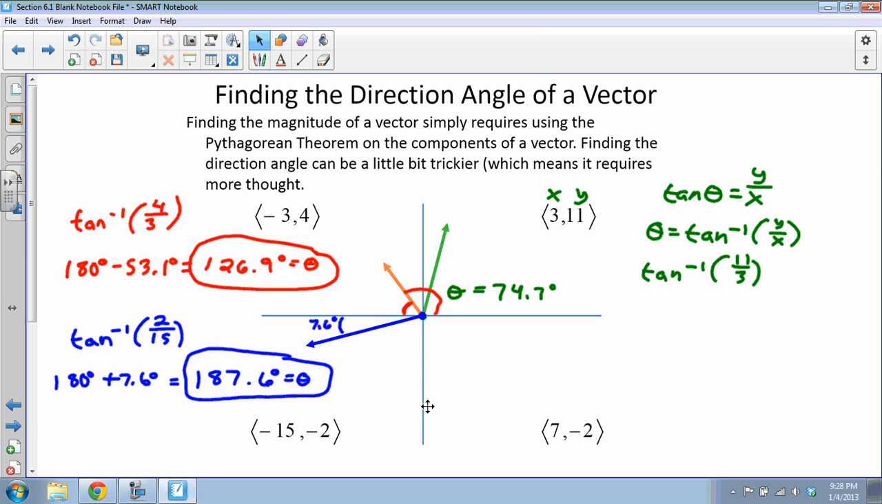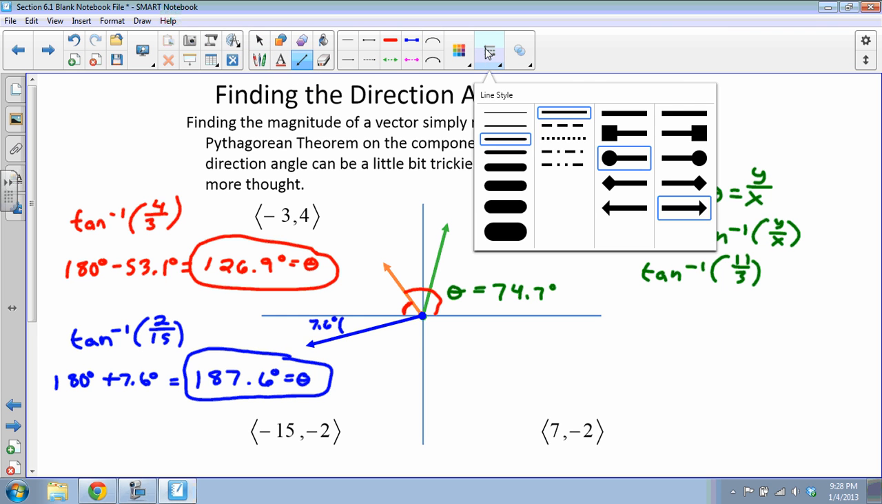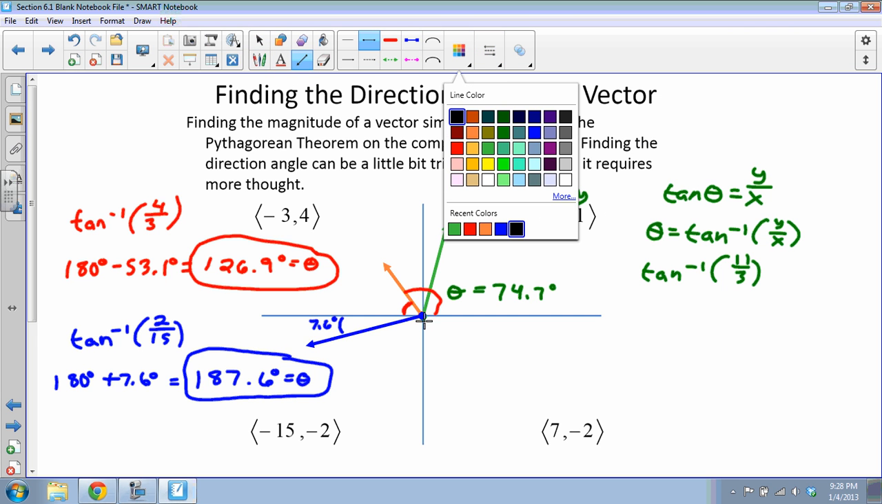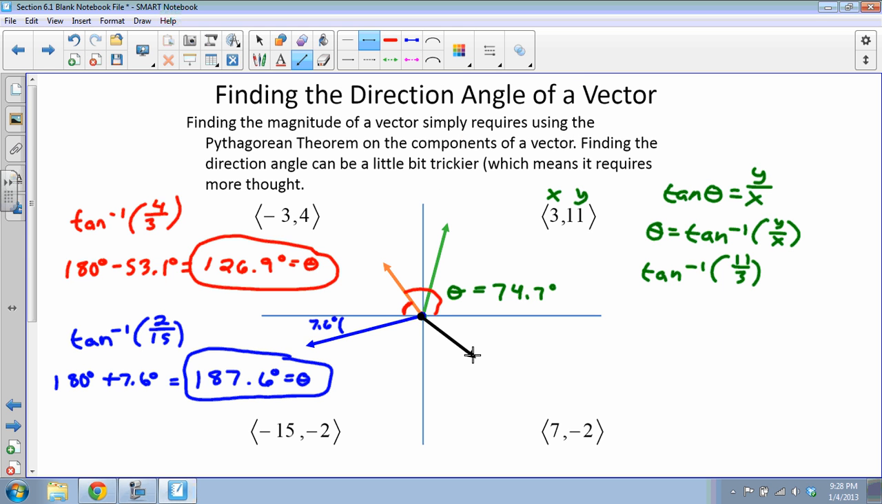And then last but not least, we have 7, -2. So right 7, down 2. Something like that. Now this one, if we do inverse tangent, is going to give us this reference angle right here. And so what we need to do is 360 minus that, because it almost goes all the way around the circle to 360, but we're shy whatever that reference angle is.